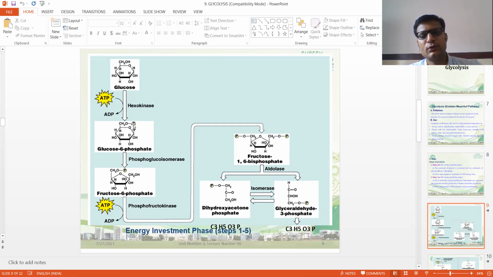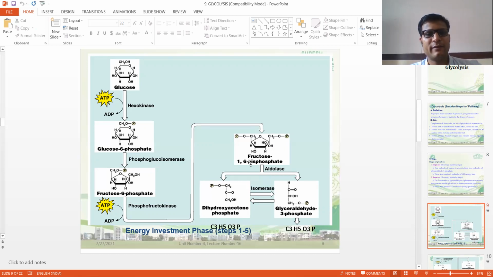Okay. So this is your energy. This step requires energy, and this glucose 6 phosphate is converted into fructose 6 phosphate by an isomerase enzyme, the phosphoglucose isomerase enzyme. This fructose 6 phosphate again requires energy, that is your ATP, to get converted into fructose 1,6 biphosphate. So the enzyme required is phosphofructokinase, and this step also requires energy.